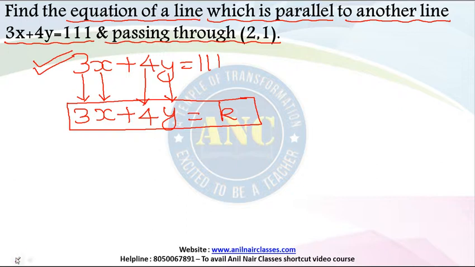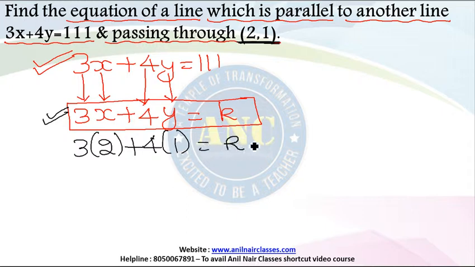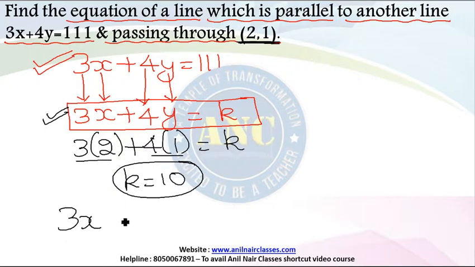We don't know the value of k as of now, but it is given in the question that this line passes through (2, 1). What is the meaning of the line passing through (2, 1)? It means that the point (2, 1) is lying on the line. If the point lies on the line, it should satisfy the equation of the line. So substitute x as 2 and y as 1, and k is what we are finding. This is 6 plus 4, which is 10. The value of k is 10. So the equation of the line we are trying to find is 3x plus 4y is equal to 10.